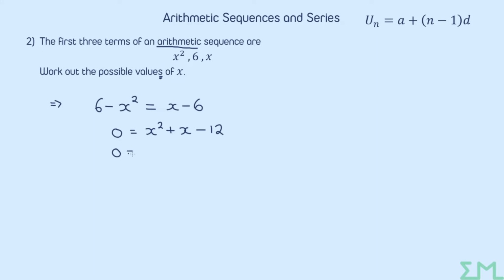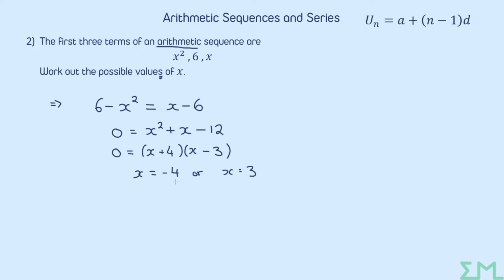Okay, this looks like it was going to factorize, which is rather nice. So we're adding to make 1, multiplying to make negative 12. That will be plus 4 minus 3. So we therefore have that x is either negative 4 or 3.